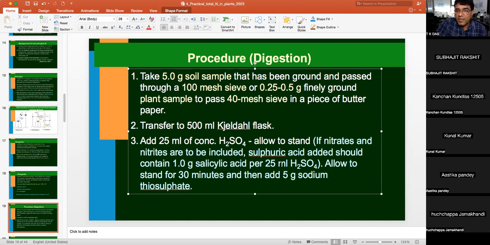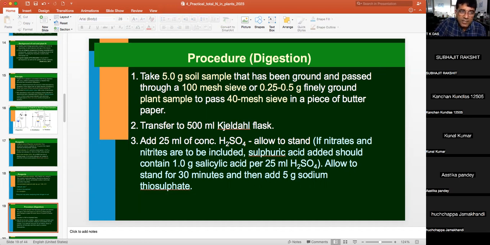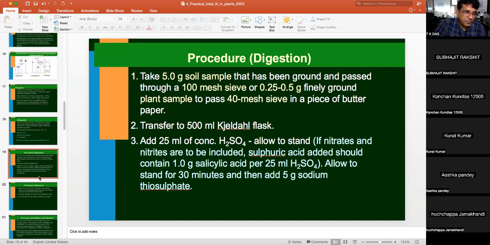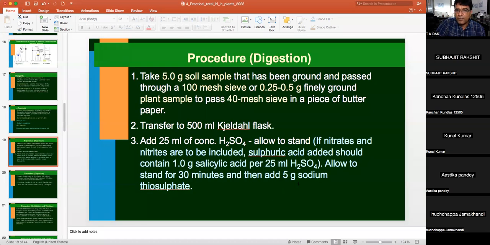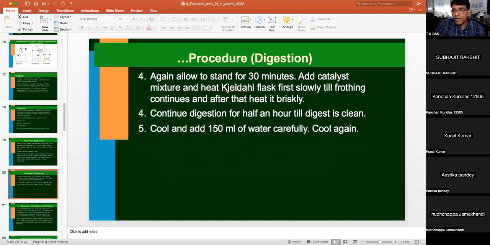Here, the salicylic acid will play its role. It will react with sulfuric acid and then it will be used to reduce the nitrate. Then you need to add 5 gram of sodium thiosulfate. I will explain to you the role of sodium thiosulfate and salicylic acid in the reactions. Now again allow to stand for 30 minutes after addition of sodium thiosulfate.